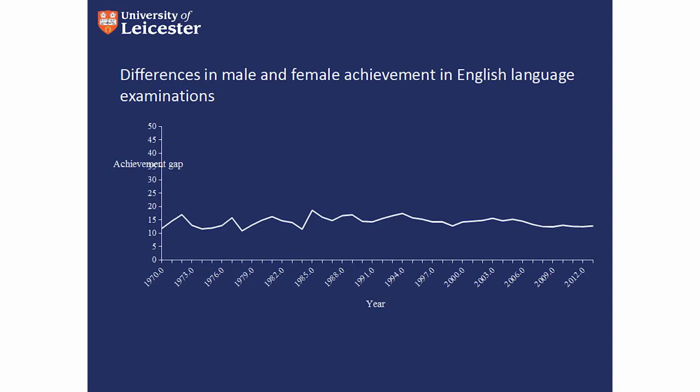That line is pretty flat. I mean, it bumps around a bit, but there was never a time when boys outperformed girls in this particular assessment. The way that I've done the calculation here, the achievement gap, is simply to compare the proportion of boys and girls who were entered for the exam with the proportion of boys and girls who got a C pass.